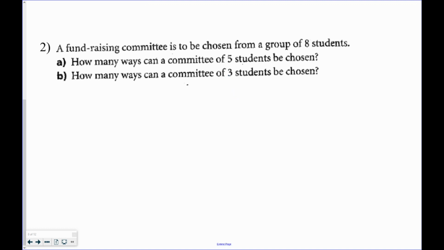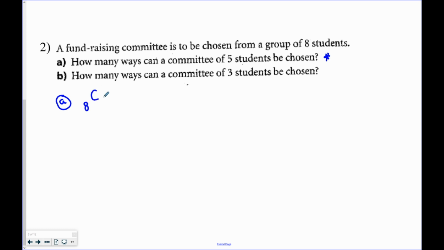This one, a fundraising committee is to be chosen from a group of 8 students. How many ways can a committee of 5 students be chosen? So you need to think in this question: is it a permutation or is it a combination? If there's no specific positions for the 5 students, then it doesn't matter what order you choose them in, right? Everybody's on the committee. So one of those equal opportunity committees, no vice president, stuff like that. So this is a combination question.